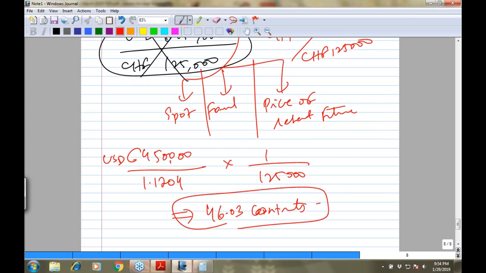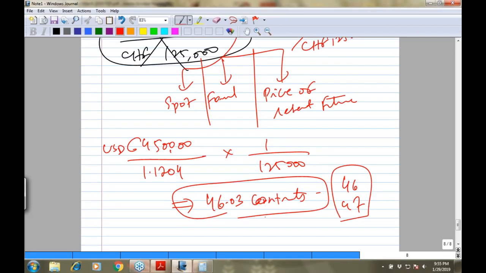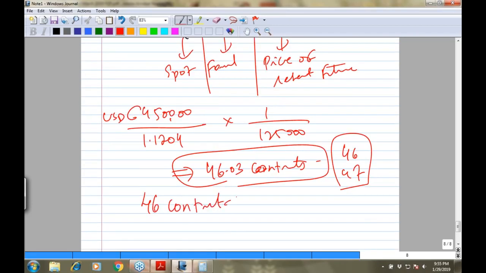Now, remember one thing: the futures exchange on which your contracts are actually trading doesn't allow you to buy a fraction of a contract. Instead, their insistence is that you should always enter into a whole number of contracts. What do we mean by this? This means that you can opt for 46 or you can opt for 47, but you can't opt for 46.03 contracts. So resultingly, we would opt for the 46 contracts.